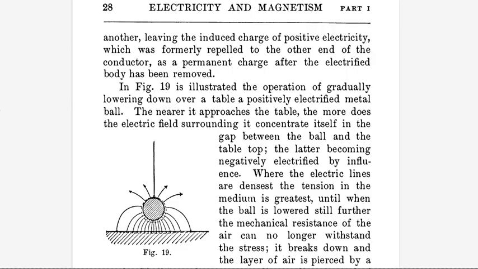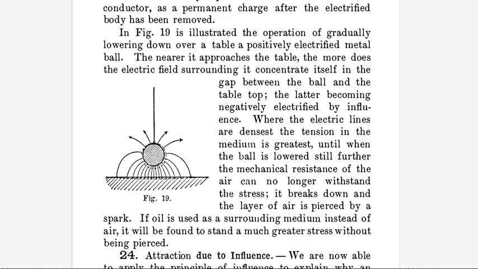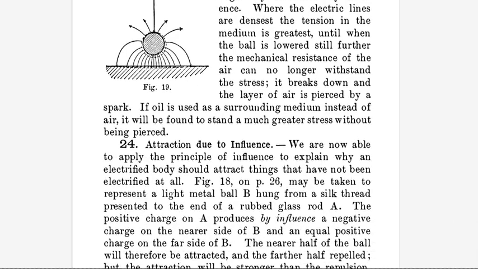In Figure 19 is illustrated the operation of gradually lowering down over a table a positively electrified metal ball. The nearer it approaches the table, the more does the electric field surrounding it concentrate itself in the gap between the ball and the tabletop, the latter becoming negatively electrified by influence. Where the electric lines are densest, the tension in the medium is greatest, until when the ball is lowered still further the mechanical resistance of the air can no longer withstand the stress. It breaks down and the layer of air is pierced by a spark. If oil is used as a surrounding medium instead of air, it will be found to stand a much greater stress without being pierced.